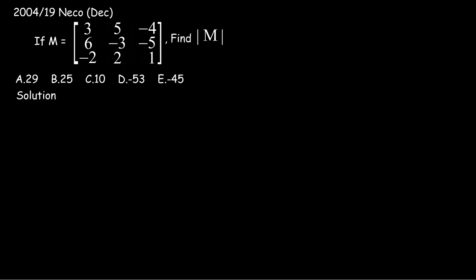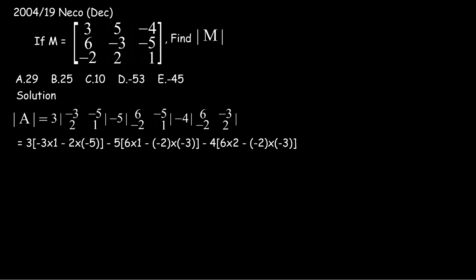Now as usual, determinant of M will be equals to our first element is 3, our smaller matrix will be minus 3 minus 5 2 and 1, minus 5, our smaller matrix will be 6 minus 5 minus 2 and 1, and our last element is minus 4, our smaller matrix will be 6 minus 3 minus 2 and 2. We did not forget that our sign alternate, that's plus minus and plus, that's why our 5 is minus 5.